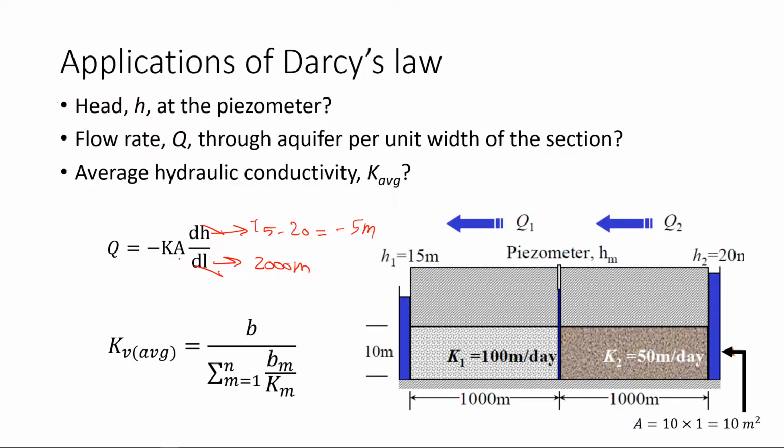The area is given, so that is 10 meters squared. I need to calculate Q. If I know Q, then I can calculate K, and we will see now how to calculate Q. So if this is known, then I can solve for K. I can do it this way, or I can do it this way. But we will look at this later.